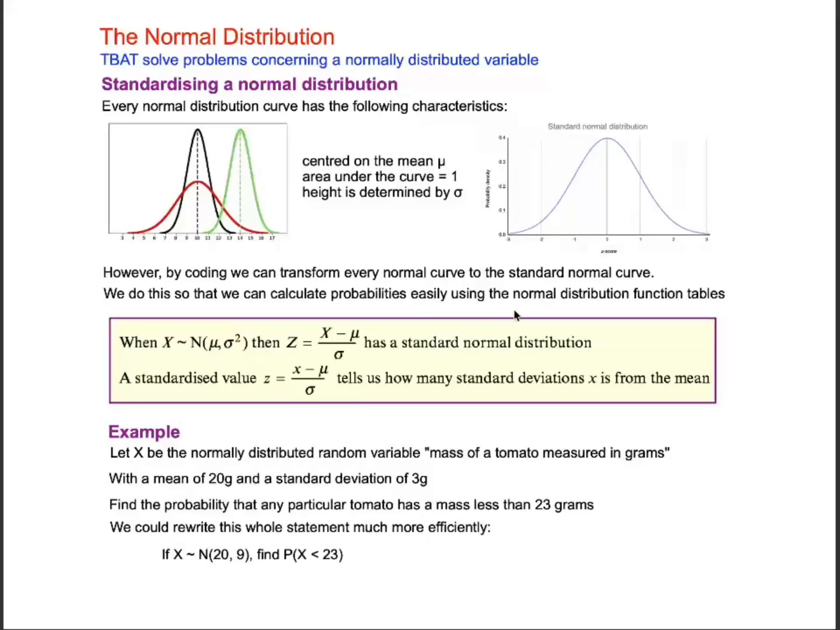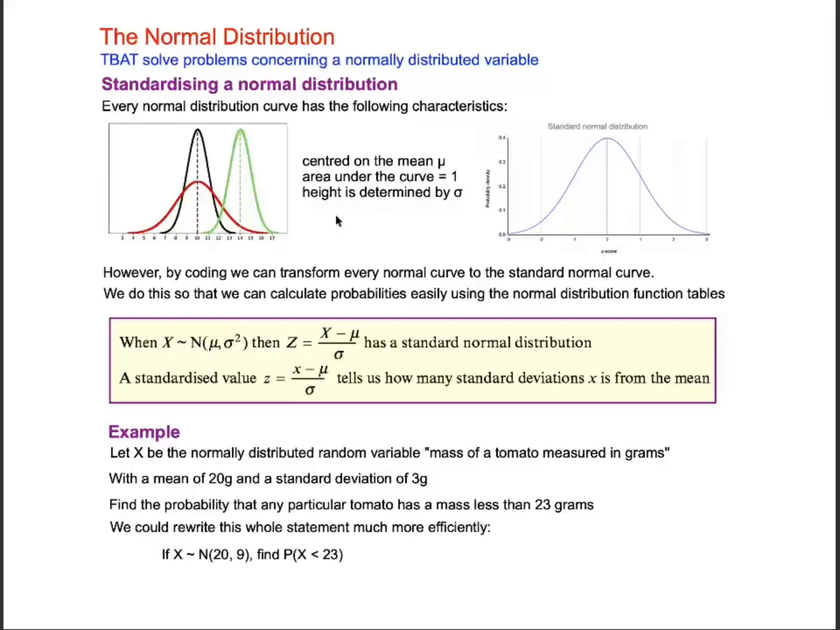We move on to the next part of normal distribution, which is standardizing your normal distribution. Basically, every normal distribution curve has the following characteristics: the mean is at the center, at the peak, whatever mean that is. The area under the curve is 1 because it shows the entire probability. And the height or the spread of the curve is determined by your standard deviation.